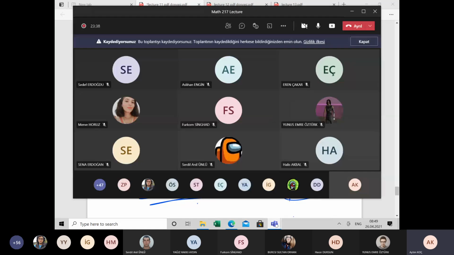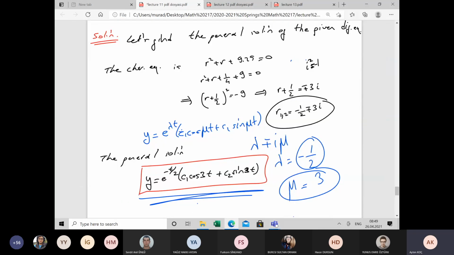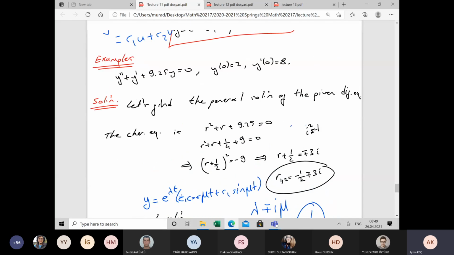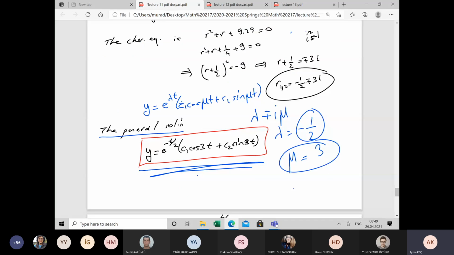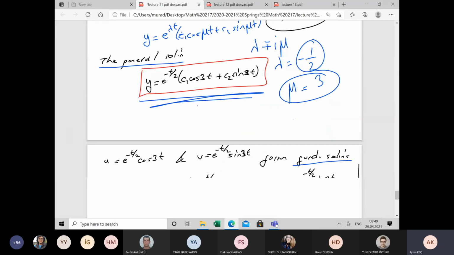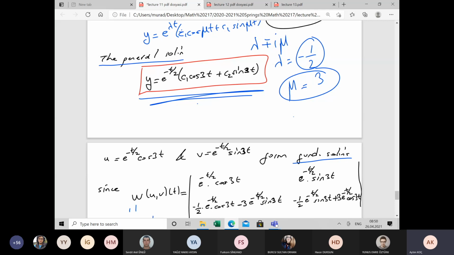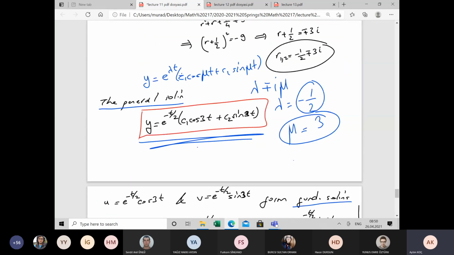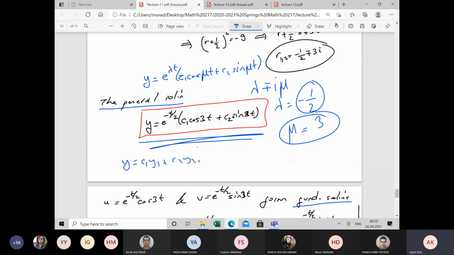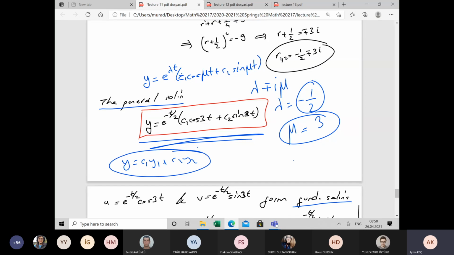No question? Okay. But our problem is an initial value problem. This one is the general solution, and our aim is to get a unique solution. So how do we get a unique solution? We also claim that the general solution is y equals C1 y sub 1 plus C2 y sub 2.